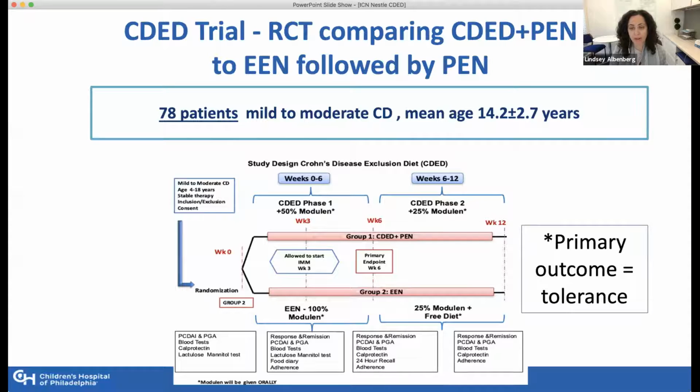And the primary outcome here was tolerance. 78 patients were enrolled. Patients were allowed to receive a stable dose of an immunomodulator, or they could start thiopurine at or after week 3 or methotrexate at or after week 6.